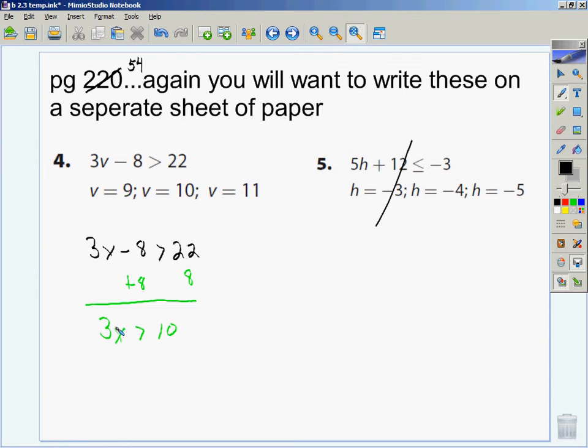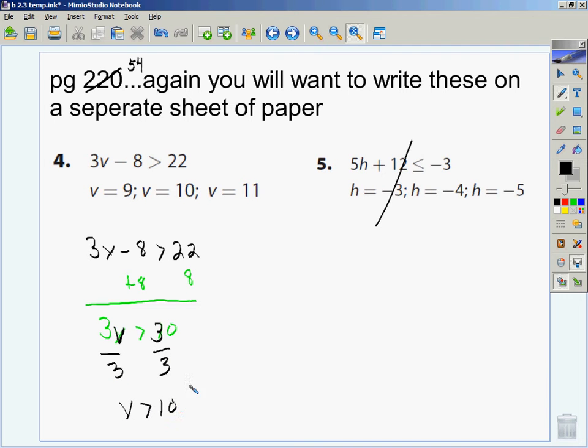Yeah, 3b. Wait, how did you get 10? Because I was doing things in my head. I'm not far ahead of myself. It's 30. How did I get 10? Because that's the answer. Because that's what I come up with.